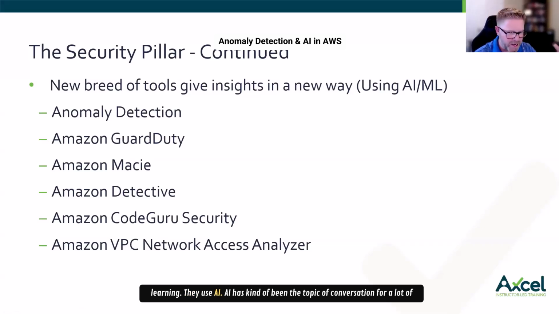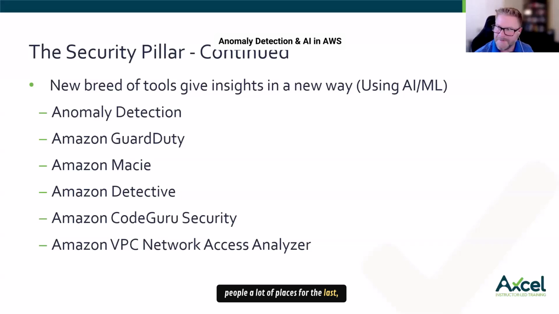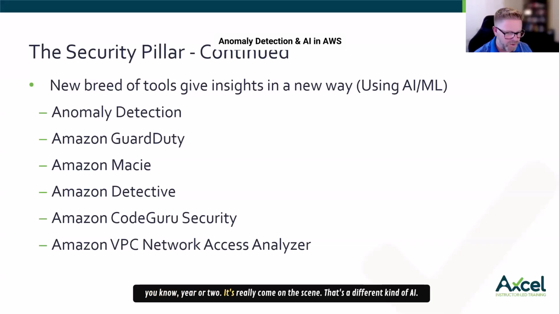They use AI. AI has kind of been the topic of conversation for a lot of people, in a lot of places for the last year or two. It's really come on the scene. That's a different kind of AI. Okay, the stuff that everybody's talking about is what we call generative AI, right? Generative AI means it's generating content, right? It's creating stuff, new works.